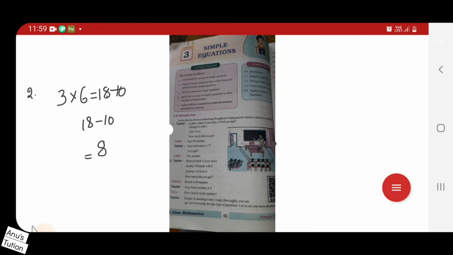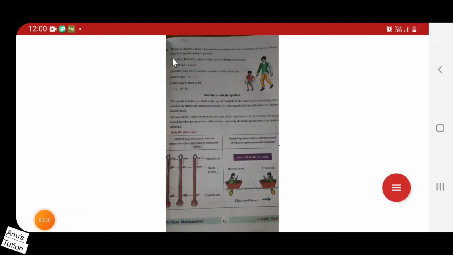Okay, we will go to the next topic. See, here also examples are there. For this introduction part, we saw daily life situations given as examples. Next, the introduction part is over. We will go to simple equations, 3.1. What is the topic? 3.1 simple equations.